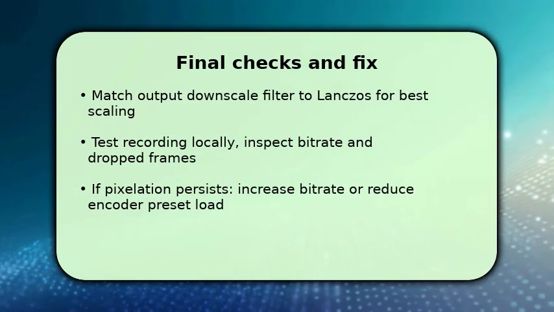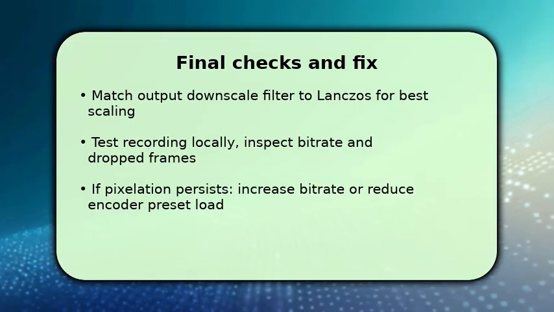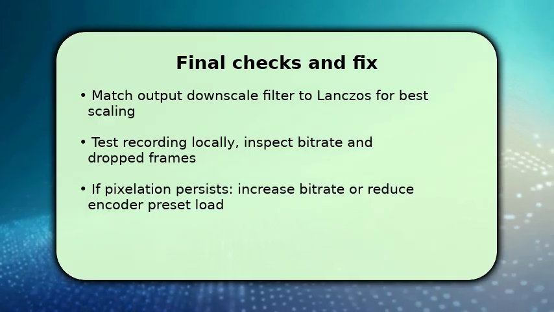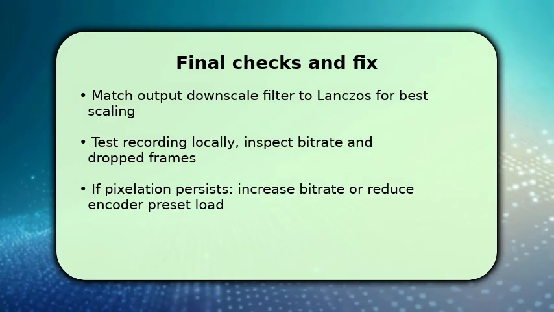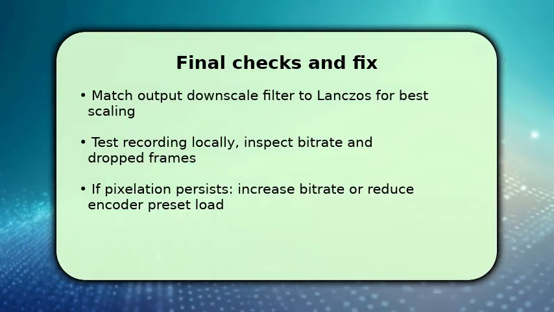Run a short local recording or stream to a private channel and check bitrate stats and dropped frames in OBS. These tell you whether bandwidth or hardware caused pixelation. If you still see artifacts, increase the bitrate, lower the encoder preset load, or switch to hardware encoding.